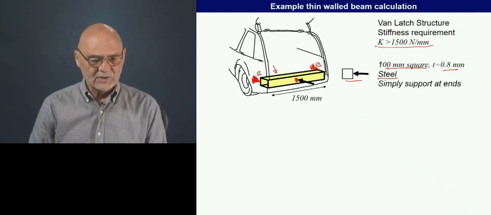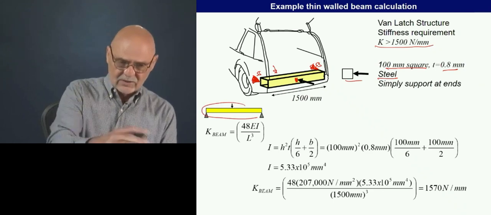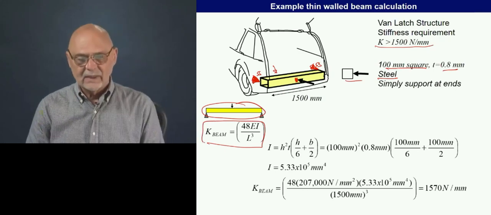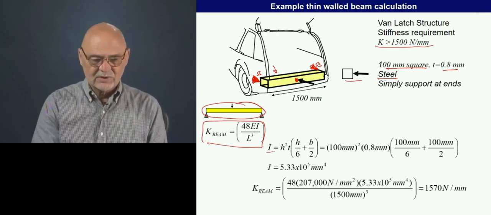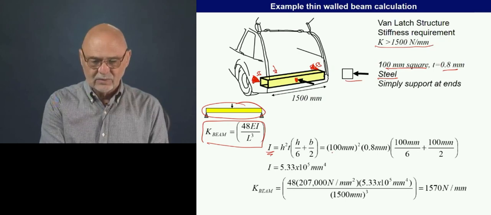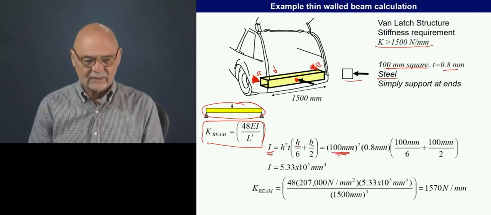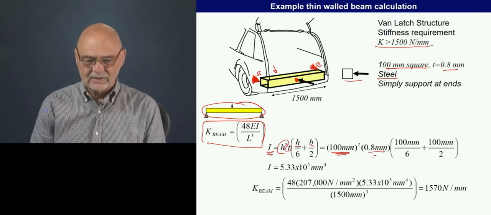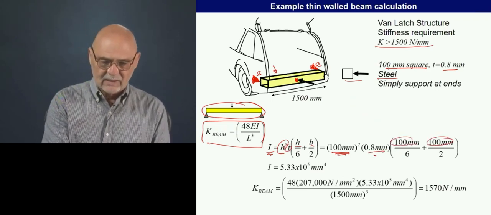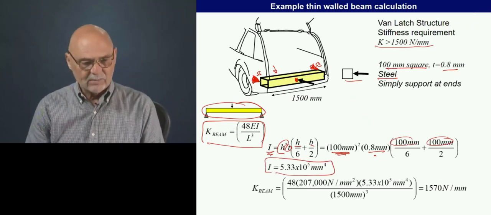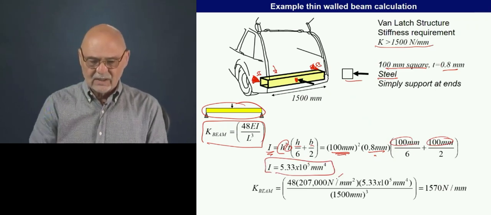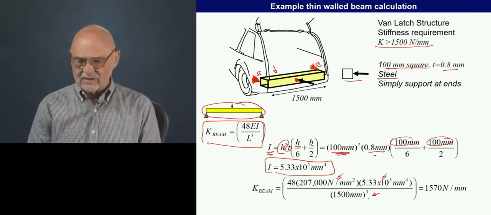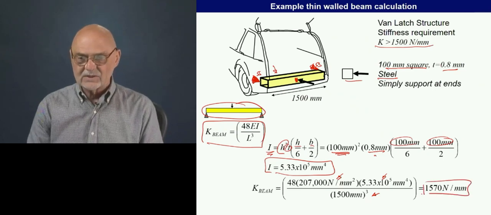So we have our beam equations. Here's this case, kind of turned on its side. Here's the relationship, and we just plug in our values. Here's the moment of inertia, the B and the H, 100, and the thickness 0.8, and then the H and the B again. We get a moment of inertia value and plug it into our beam equation. Here's Young's modulus for steel, moment of inertia, and the cube of the length, and we get a value of 1570.